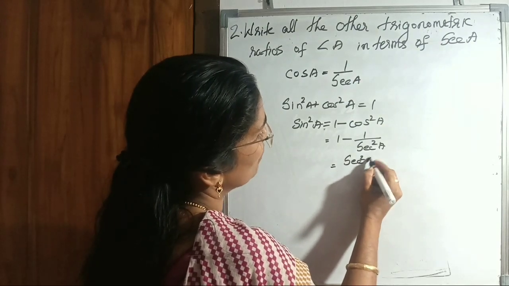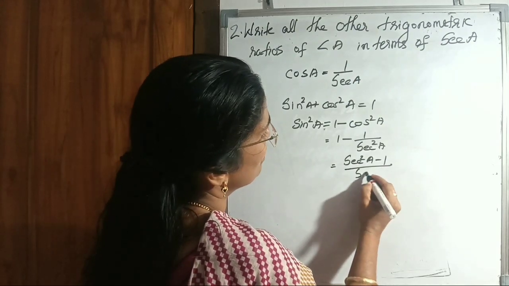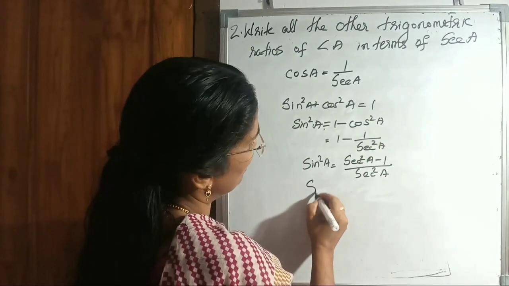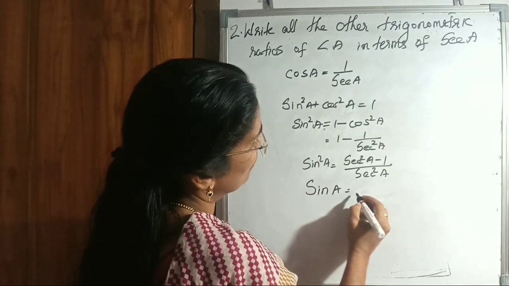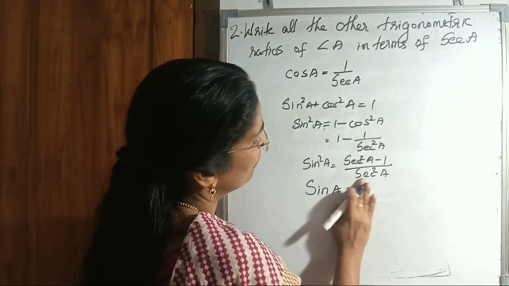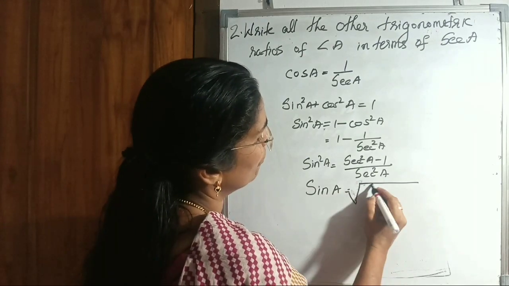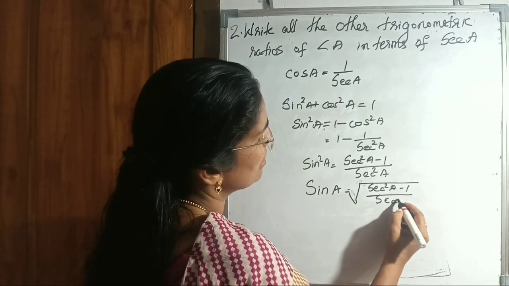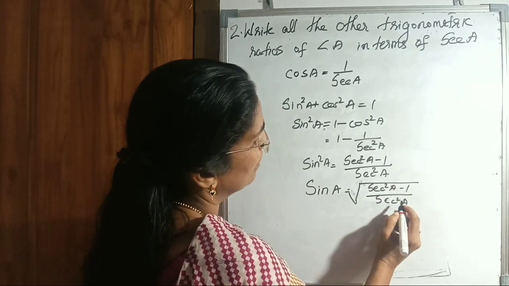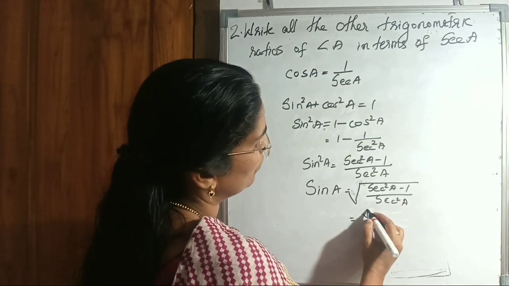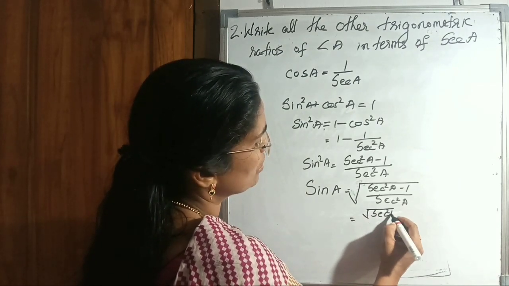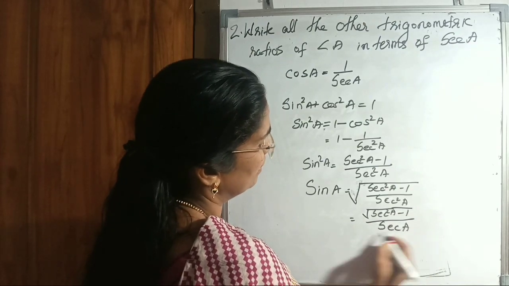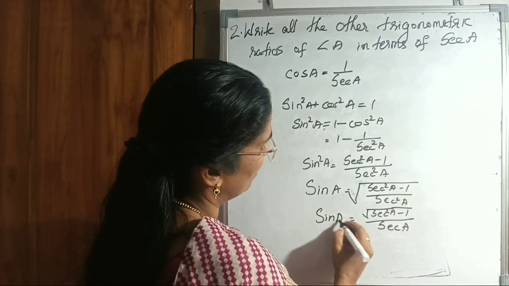Then we will get (sec square a minus 1) by sec square a. That is, the left side is sin square a. We need sin a. So sin a is equal to root of sec square a minus 1 all divided by sec square a. So this we can write as, on the numerator, root of sec square a minus 1, all divided by sec a. This is our sin a.